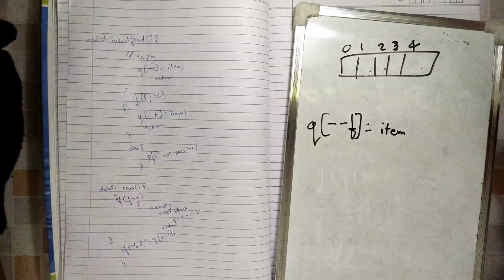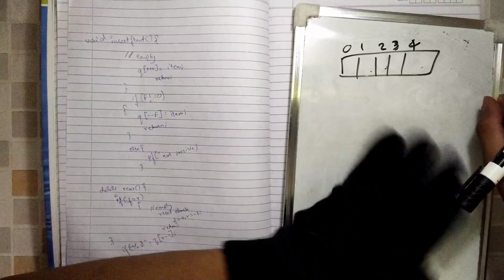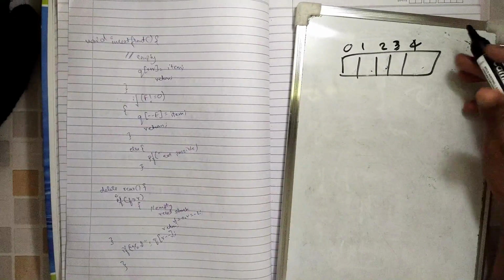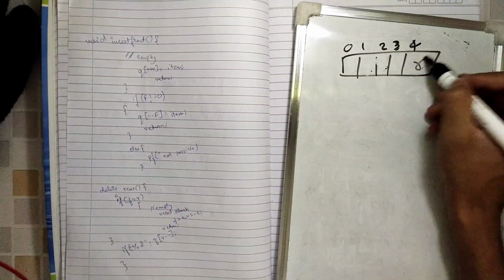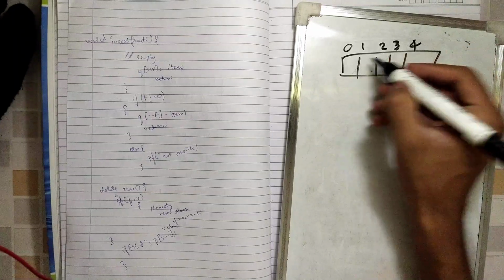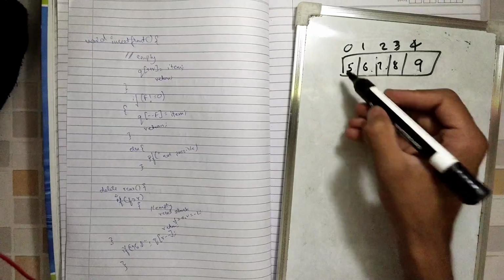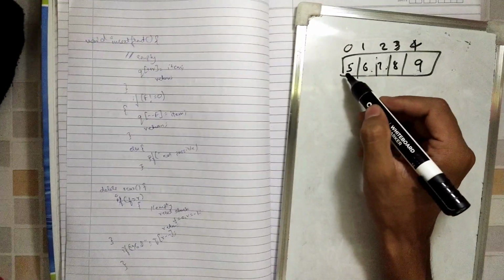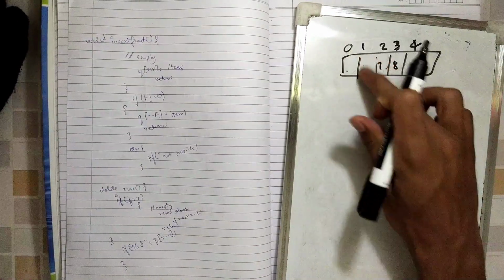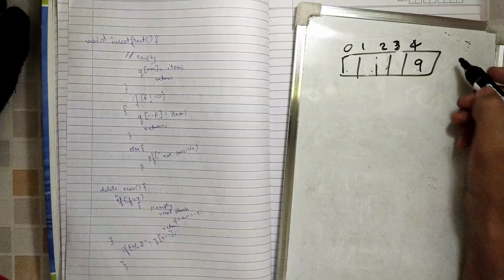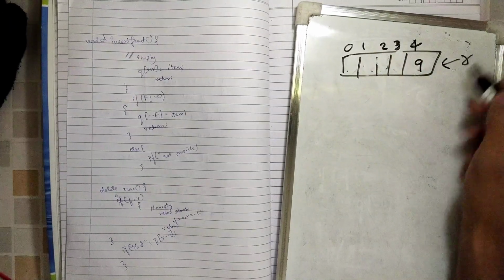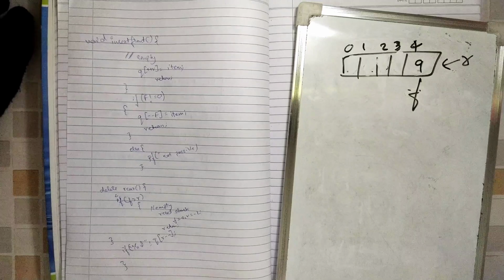Okay, so now you understood this, right? Now we have to see delete at the rear. Now here only this element is there. Suppose here 5, 6, 7, 8, 9 was there. From normal ordinary queue deletion, I deleted this, this, this, this. So my R is here, my F is also here now.